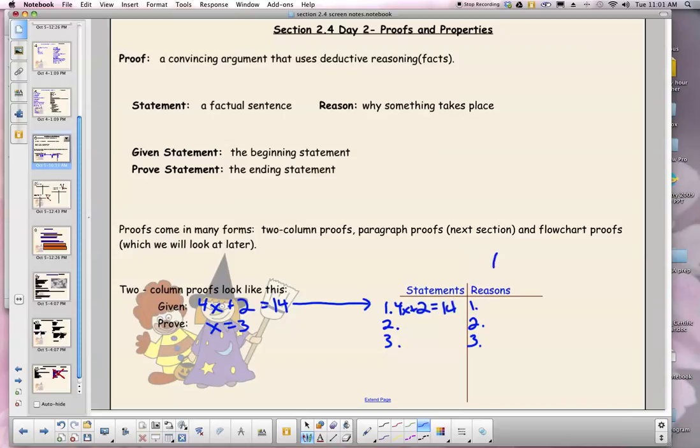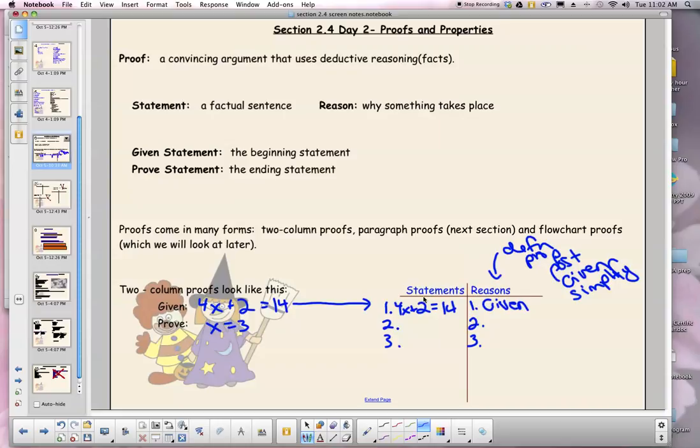Now our reason. Remember we've got definitions to use, properties to use, and postulates to use. The other thing that you can use is the statement that it was given. If it was given to you, then that's your reason. And in this case, that's what it is. We would say that it was given to us in the given statement. Sometimes you can use the word simplify. If you were just putting like terms together, you could use simplify as a reason.